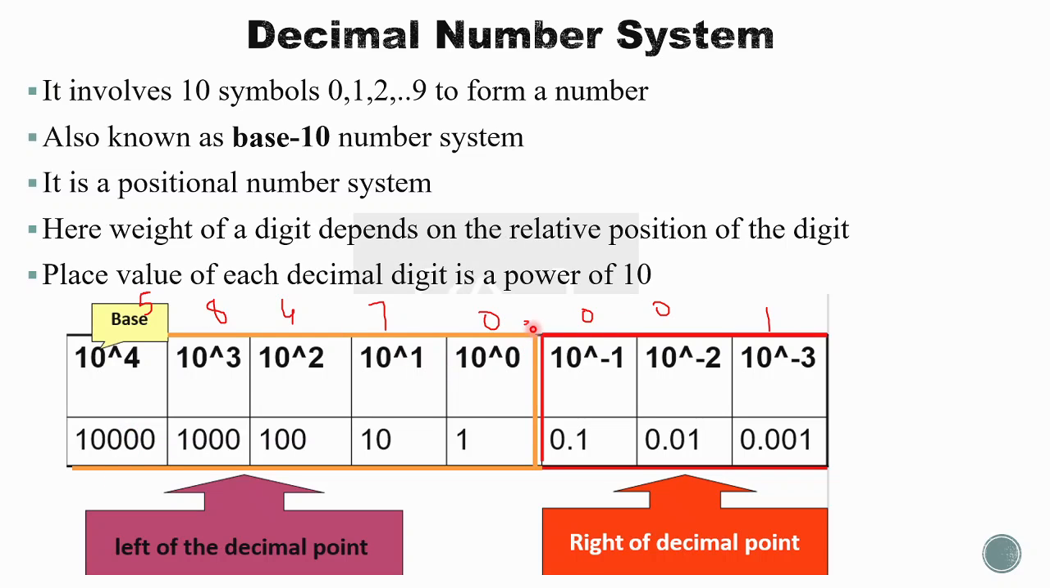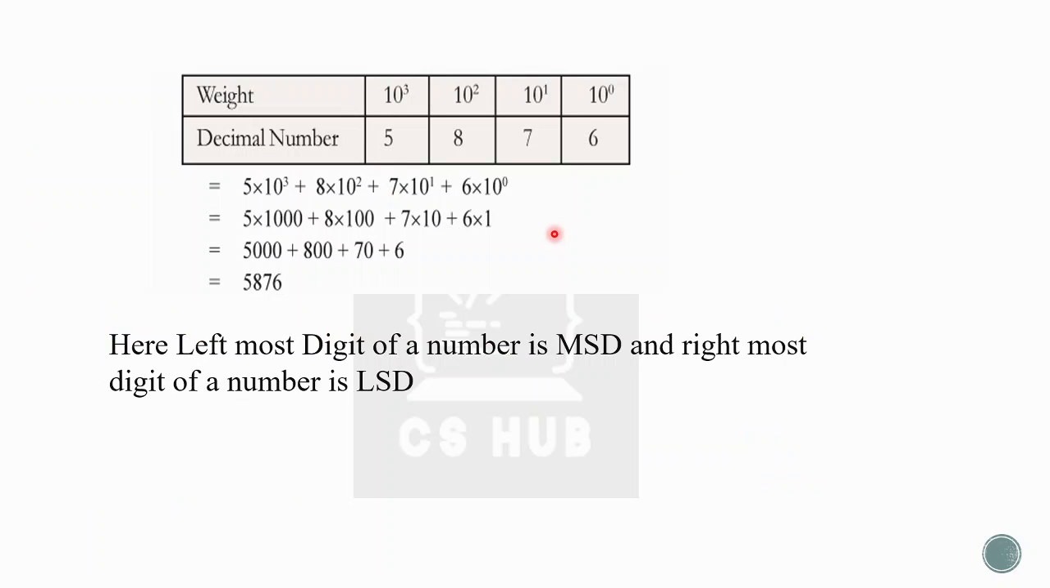Then to the right of the decimal point, we are having negative powers of 10: 10 raised to minus 1, 10 raised to minus 2, 10 raised to minus 3, etc. So this part is left of the decimal point, and this part is to the right of the decimal point. Here we are using the powers 0, 1, 2, 3, etc., and here we are using negative powers starting from minus 1. This is all about the decimal number system.